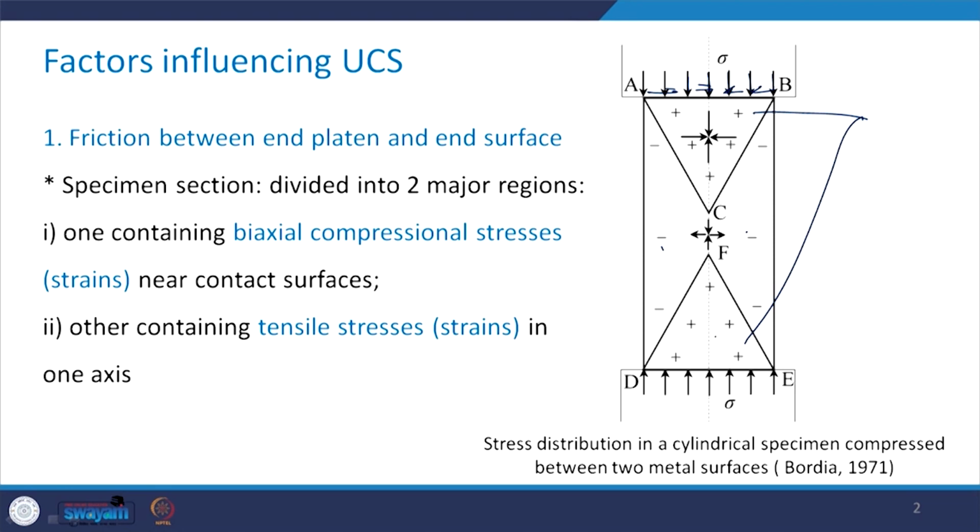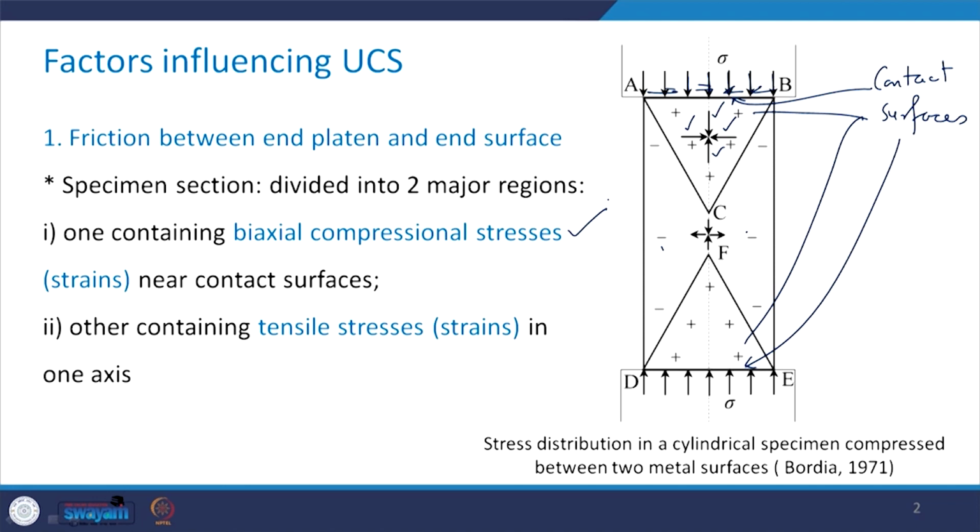Because of the axial load, you have this stress, and then because of the friction, you have another set. So, basically in these two regions, you have biaxial compressional stresses or strains near these surfaces. So, these are the contact surfaces. This is the one and this is the other one. So, at these contact surfaces, because of this friction, you have biaxial compressional stress or strains.